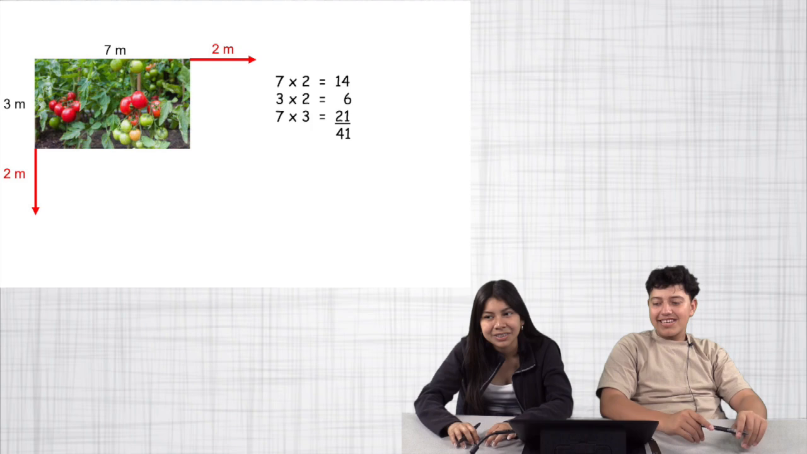But Mauricio's calculation of 41 meters squared didn't quite match Emily's calculation of 45. What do you think happened? It will help if they make a drawing to find the area of the new garden. That's what they do in the next episode.